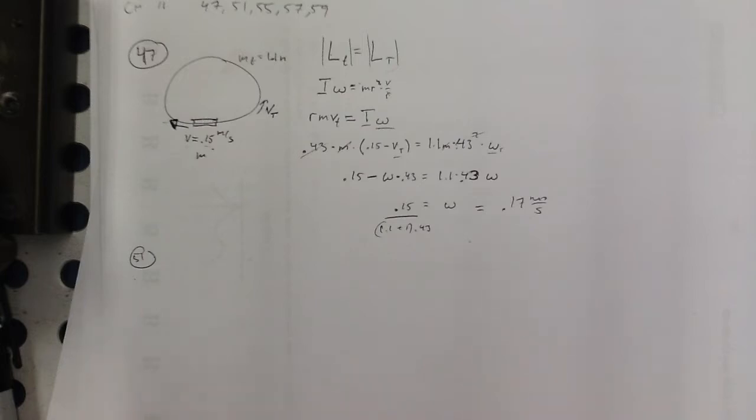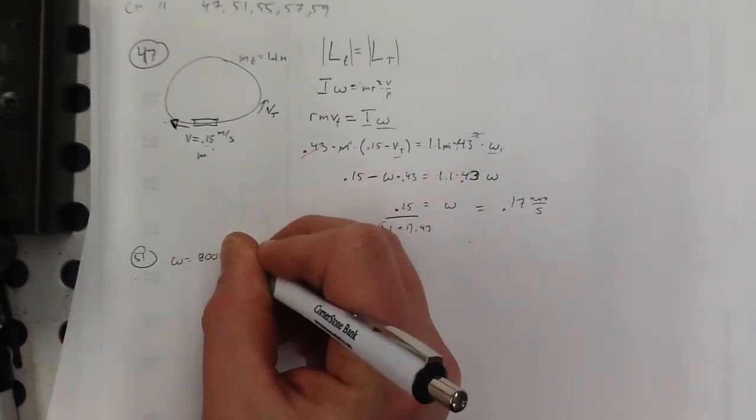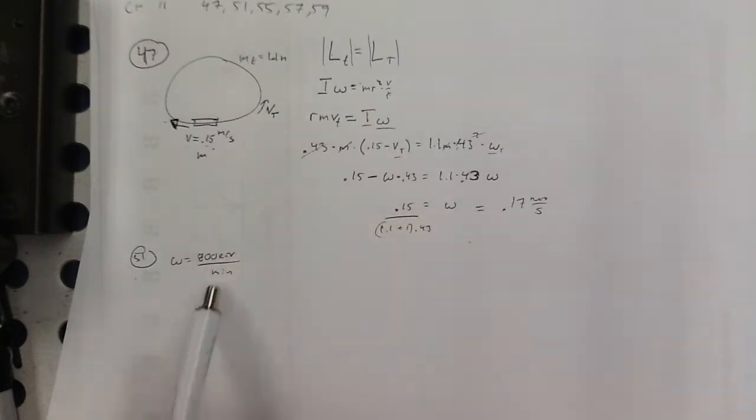Okay, 51. A wheel is rotating freely at an angular speed of 800 revolutions per minute. We'll convert that if we need to in a sec. On a shaft whose rotational inertia is negligible. A second wheel, initially at rest, with twice the rotational inertia of the first, is suddenly coupled to the same shaft. What's the angular speed of the resultant combination of shaft and 2 wheels? And then what fraction of the original rotational kinetic energy is lost?